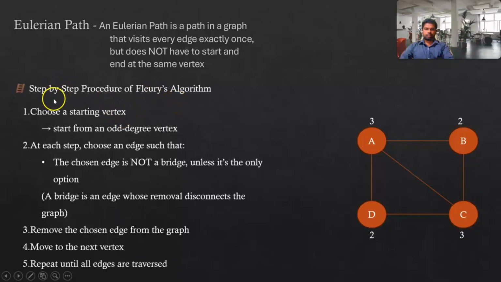There are 5 steps when using Fleury's algorithm to find an Eulerian path of a graph. First, choose a starting vertex. Start from an odd degree vertex. So we have 2 odd degree vertices in this graph. We'll start from A.